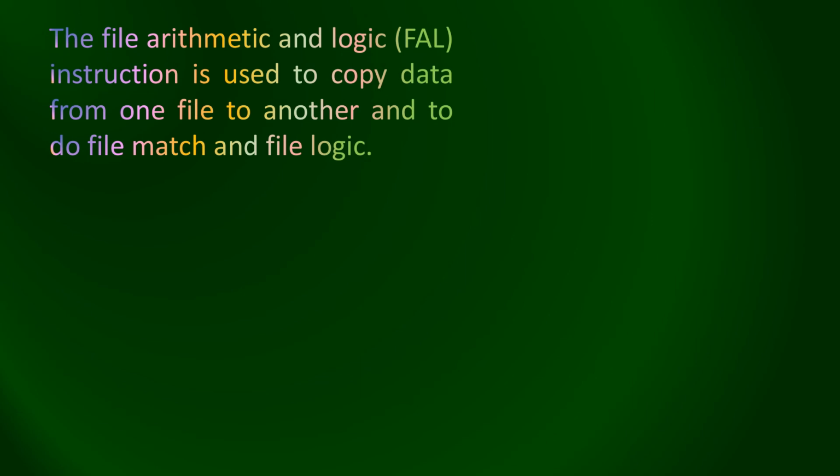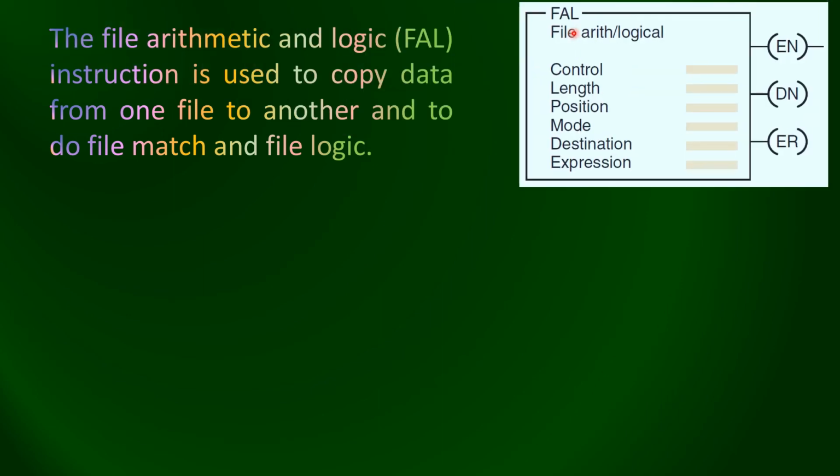So now we will discuss the instruction. This instruction is the file arithmetic and logic instruction, and it is used to copy data from one file to another file. So if you take RS Logix 500 and the simulator, a similar type of block you can get. So in this block you have these registers: control, length, position, mode, destination, and expression. I will explain all of them one by one.